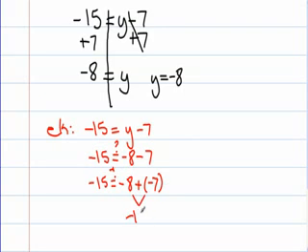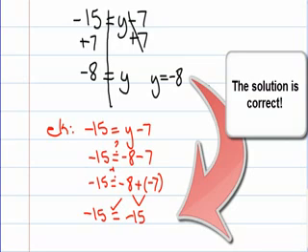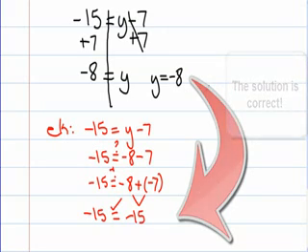Now, -8 plus a -7 gives me -15. If I bring down my equal sign and my -15, I see that I get the same thing on both sides. So my answer checks out. So I know that my solution of y equals -8 is correct.